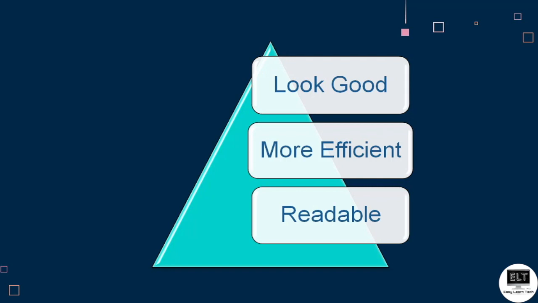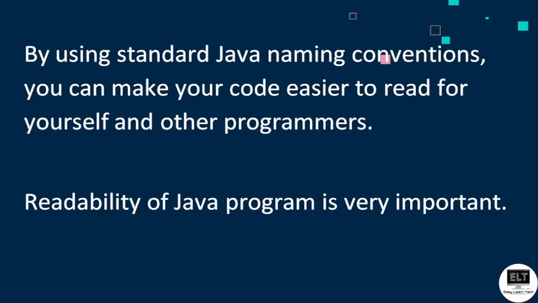So, whenever you write your code, use proper names. Usually we use XYZ, PQR, etc., which is not good while building a software. Let us see why naming convention is important and what are the rules for it. By using standard Java naming convention, you can make your code easier to read for yourself and for other programmers. Readability of Java program is very important.